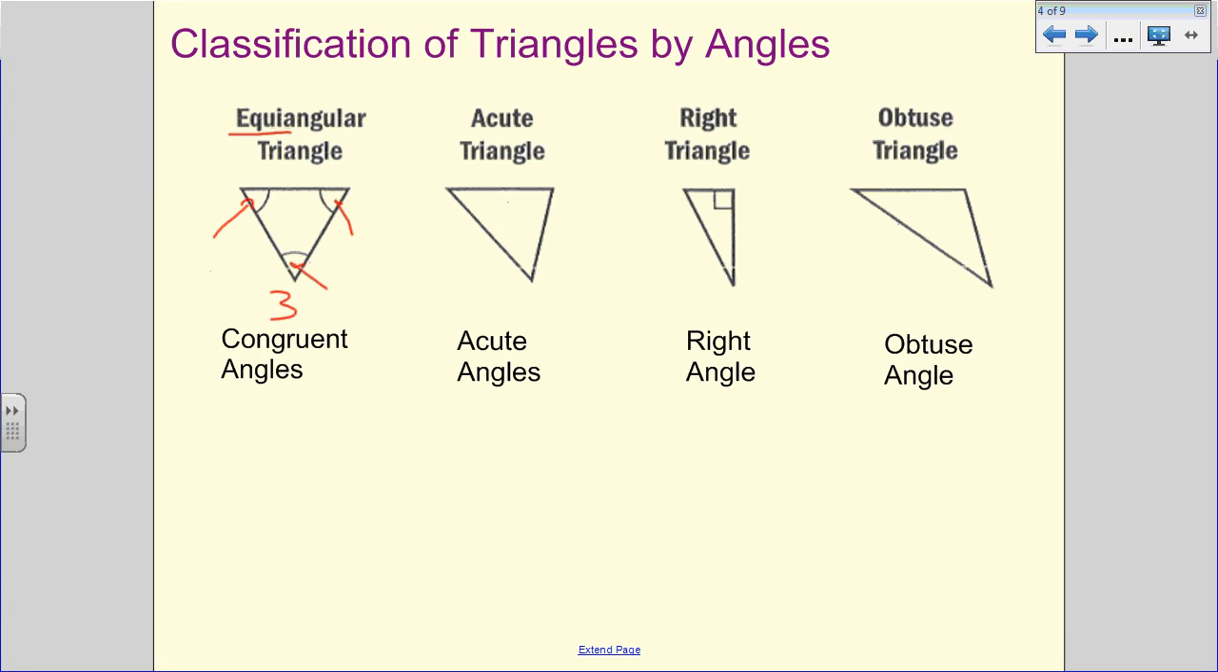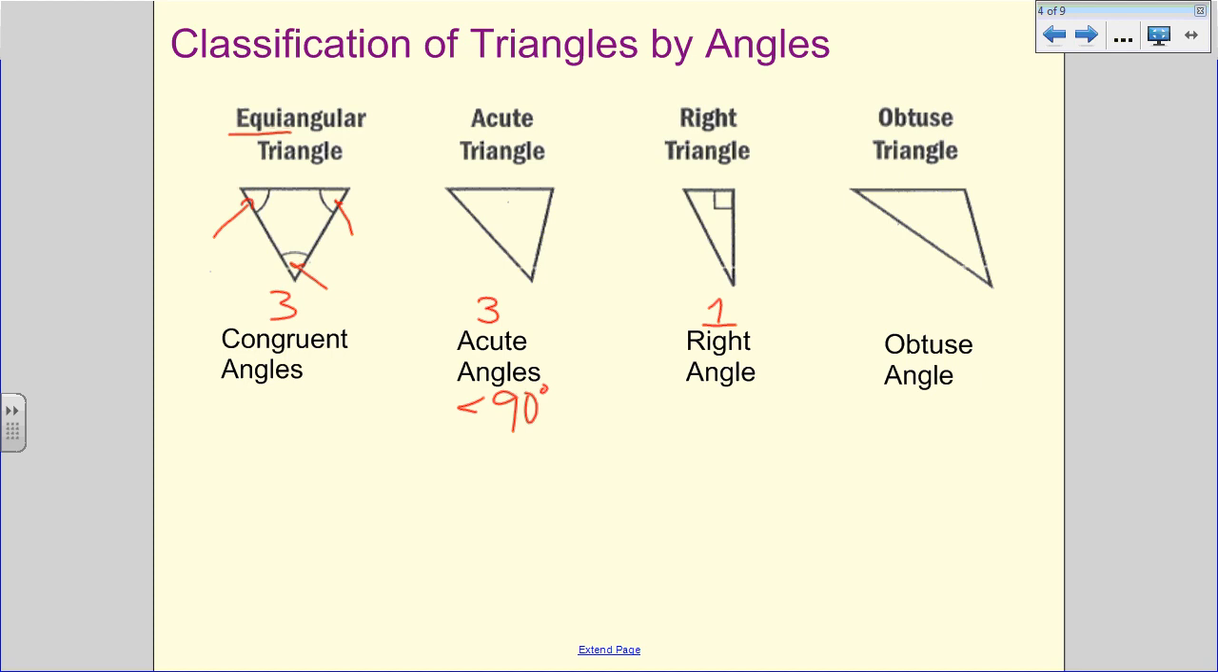But equiangular will have three congruent angles, all marked as being congruent. Acute triangle, we can have equal angles, but what makes it an acute triangle is that there are three acute angles. So three angles less than 90 degrees. A right triangle means there is one right angle. I can't have any more than one right angle.